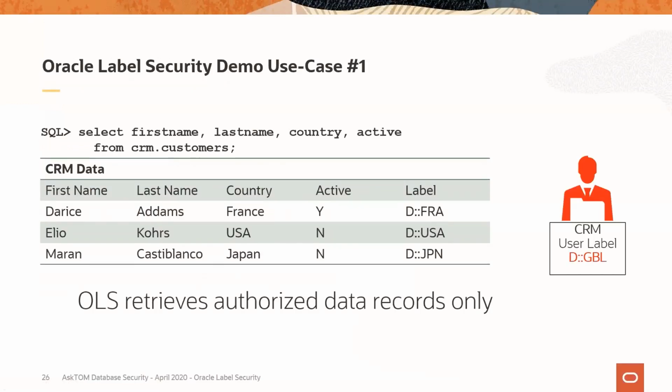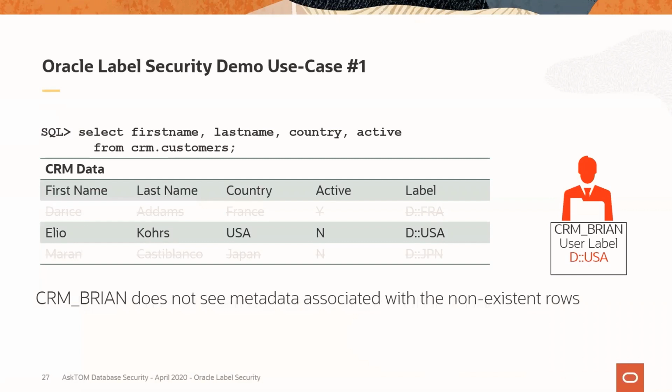If we query our crm.customers table as the CRM user, this user will have default level, with global group access. So the CRM application can see everything. This CRM application will see the users in France, USA, and Japan. If we log in as Brian, Brian's user label is default USA. Brian will only see our customer from the United States. Brian does not have privileges to see users in France or Japan.